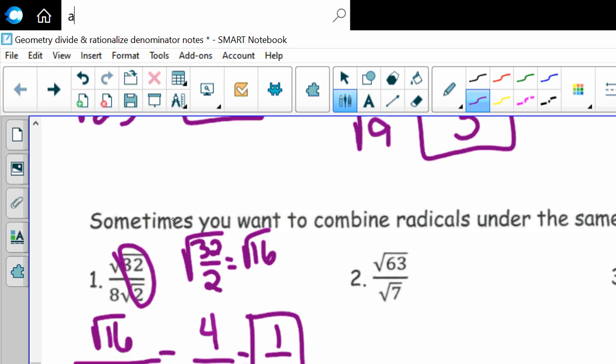So let's try that again. Number 2, the square root of 63 divided by the square root of 7. They're both underneath radicals, so I can divide them. 63 divided by 7 is 9, still underneath the radical, so this is just the square root of 9. But that's a perfect square, so my answer is just 3.